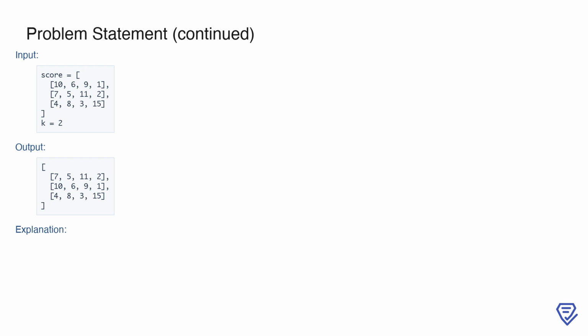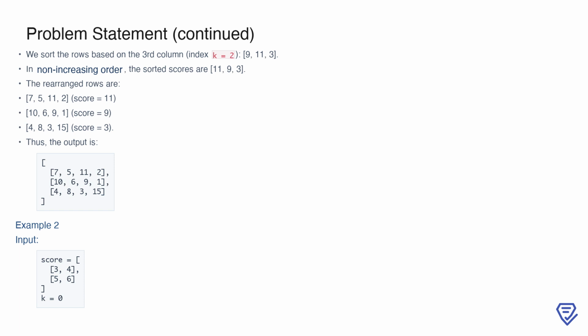Let's break this process down step by step. First, we identify the values in the Kth column, which in this case is the third column. These values are 9, 11, and 3. Sorting these values in non-increasing order gives us 11, 9, and 3. Next, we rearrange the rows of the score array to correspond to this sorted order. The row with the value 11 in the Kth column is [7, 5, 11, 2], followed by the row with 9, [10, 6, 9, 1], and finally the row with 3, [4, 8, 3, 15]. As a result, the output array is [7, 5, 11, 2], [10, 6, 9, 1], [4, 8, 3, 15].